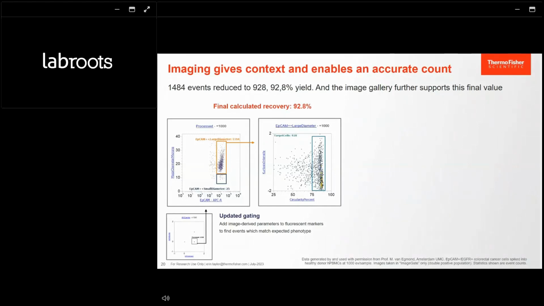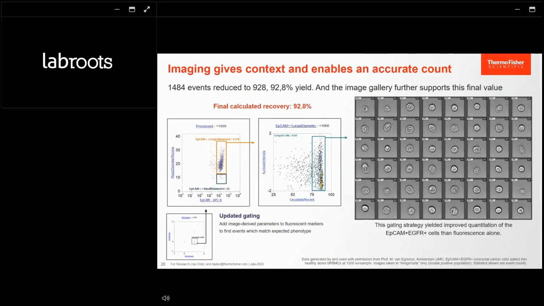So one of the things here, using the EpCAM marker, my colleague Kevin set a threshold, major diameter in microns, to rule out some of the smallest debris. And then also here, using circularity percent and kurtosis intensity, set another threshold: circularity above 75 with kurtosis intensity between +2 and -2. And doing this made the final cell population included in this count much more uniform. It removed the debris, it removed the doublets. So by updating her gating and adding image-derived parameters in combination with the fluorescent markers, she was able to identify events that match the expected phenotype and get a much more accurate count.